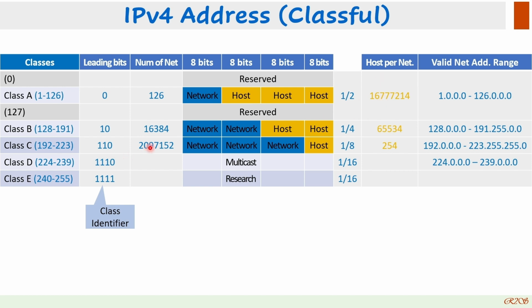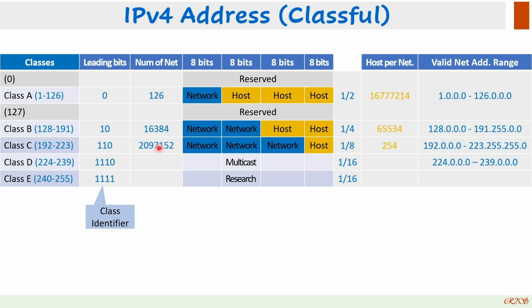So again, class A is the largest networks. Each network has millions of hosts, and class C is the smallest networks. That means each network could have around 254 hosts, but this gives us many networks.